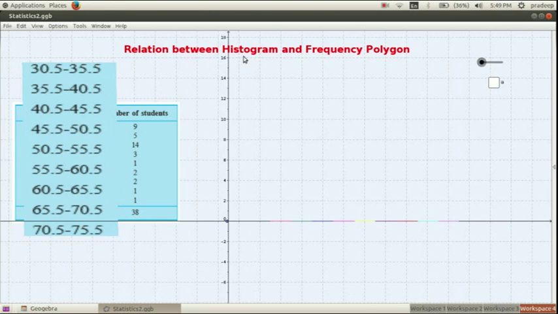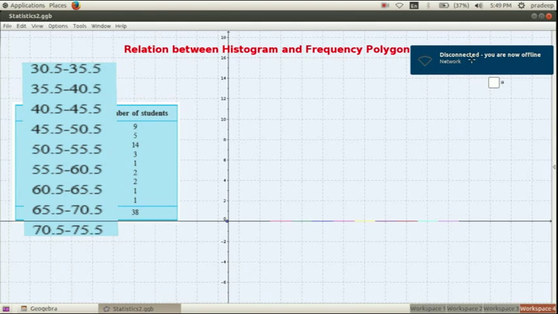In order to draw a histogram, certainly the classes should be in this continuous form, because the bars in a histogram should not have any gap between them. Therefore, the end point of the first class should be the beginning of the second class. There should not be any difference between these two numbers. Okay, then let us try to draw the histogram.